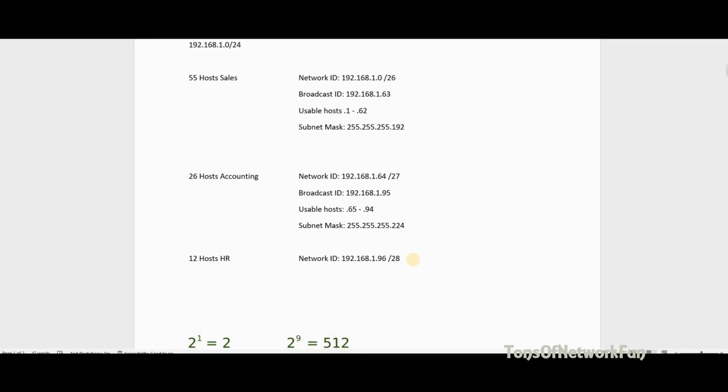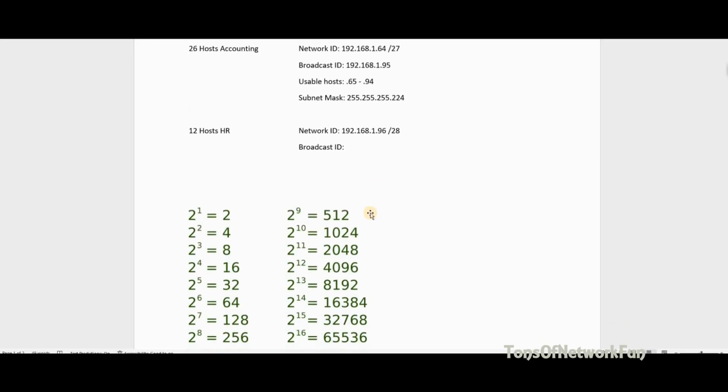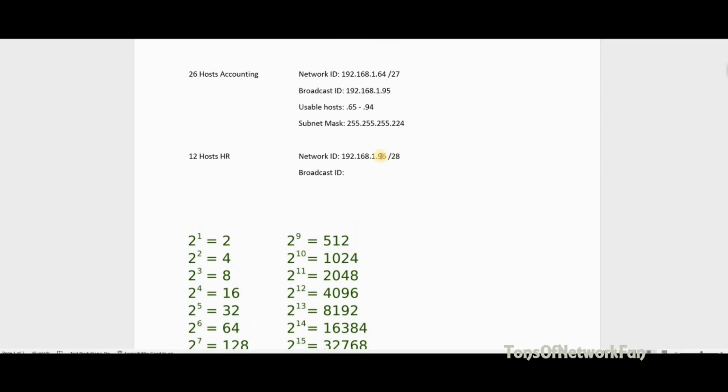Now the broadcast ID. So 16 is the increment, but we cannot use the entire 16. Minus 1, 15. So we are at .96. 96 plus 15 is what? 111, correct? So 111 is going to be our broadcast ID.